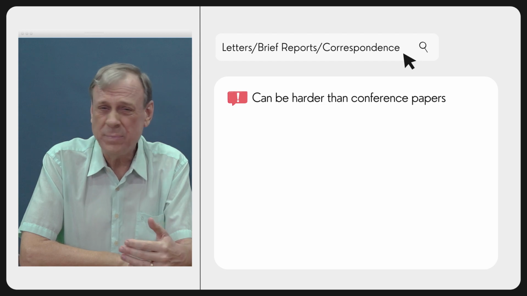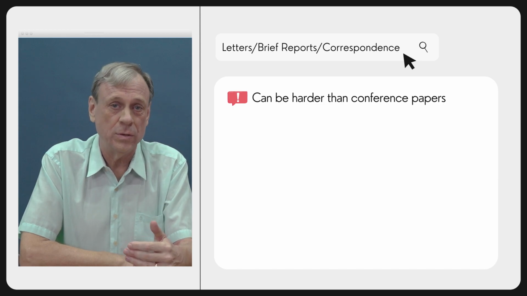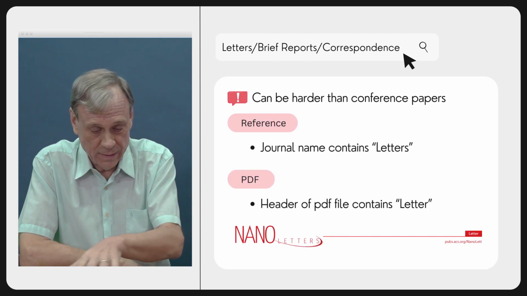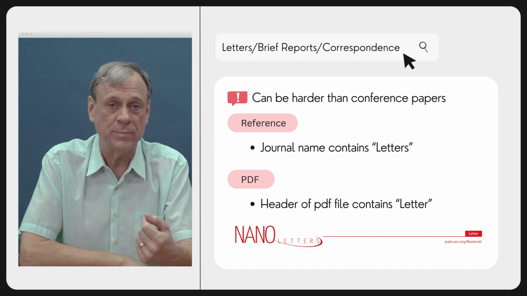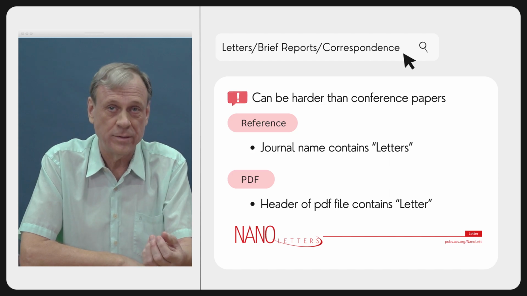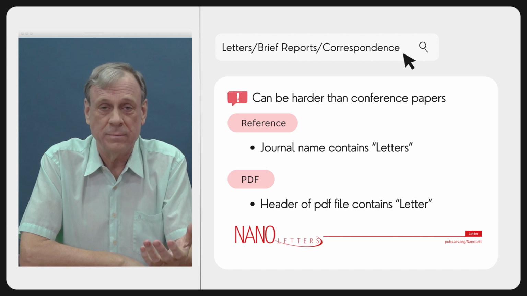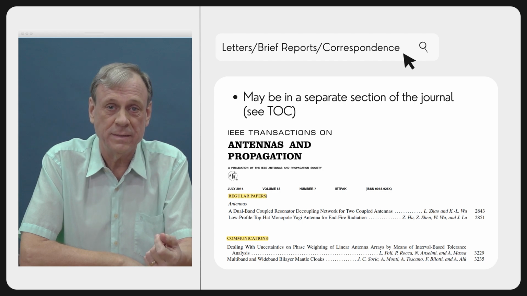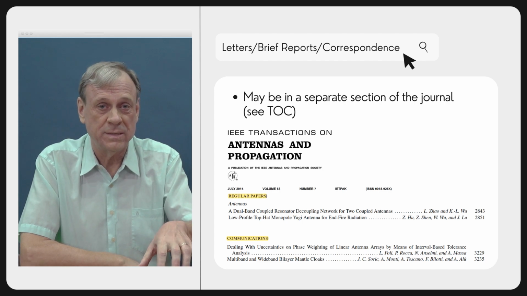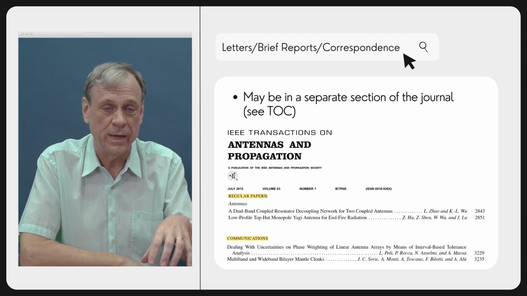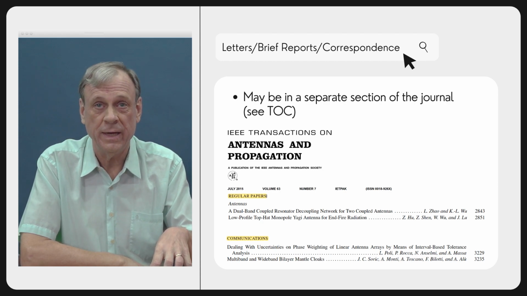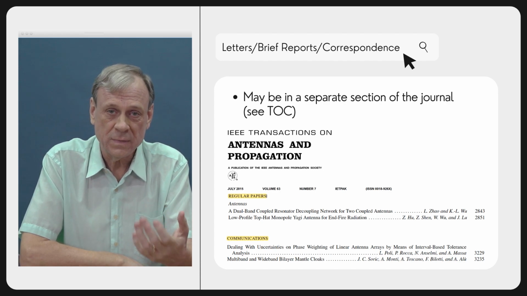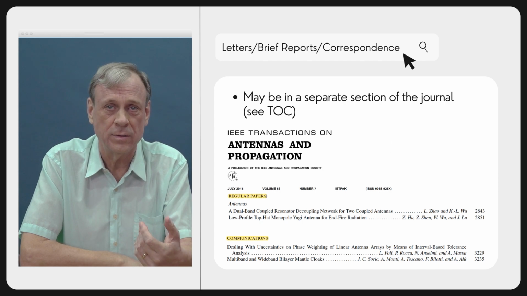And so it can be hard to recognize these if you just look at the PDF file, because sometimes it says it, sometimes it doesn't. Sometimes there'll be up in the title line something that says letters, but sometimes not. Sometimes you need to look at the table of contents of the journal, and you'll see that there's sections for regular papers versus, in this case, communications in the IEEE Transactions on Antennas and Propagation. It's another name for the same type of article.